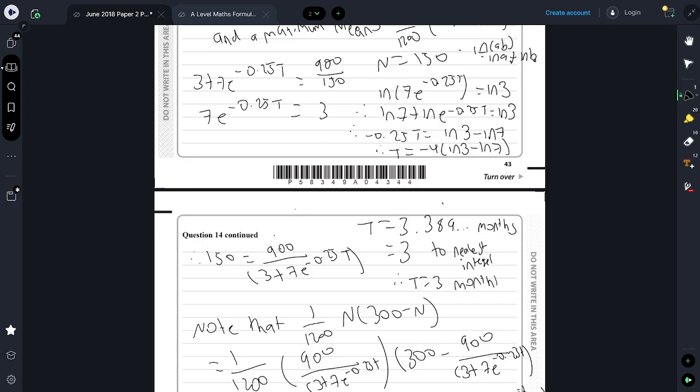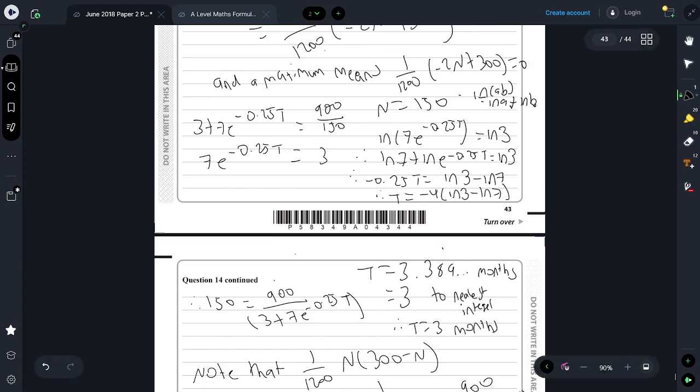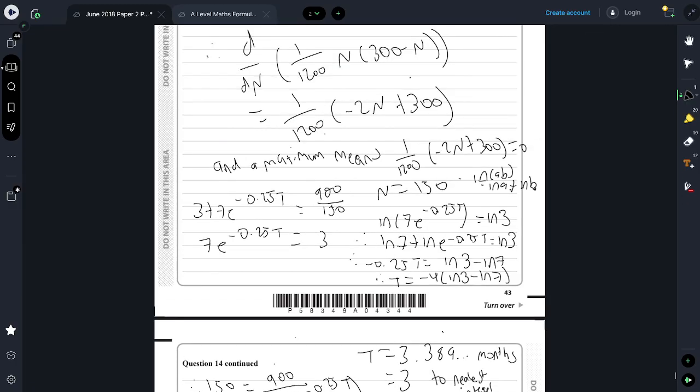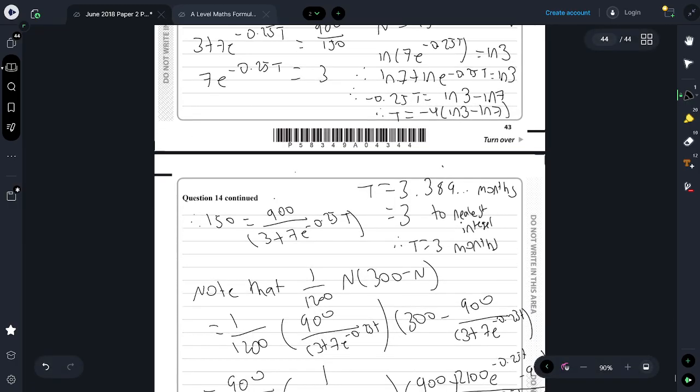Okay, because it says after t months, but 3.389 is after 3, but it's before 4. So t has to be 3 there. So it's the first month after 3. Hopefully that makes sense there. You can see why it's the final question. My God, parts B and C are bloody rough, I must say.